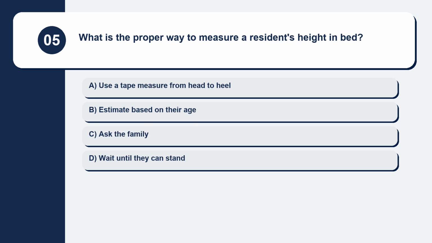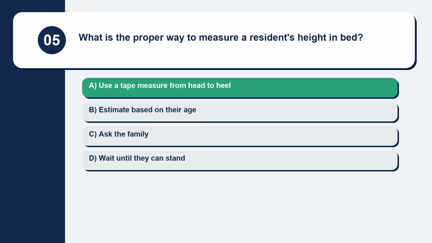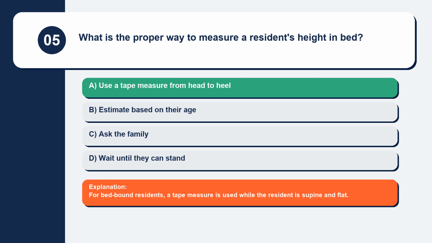Question 5. What is the proper way to measure a resident's height in bed? Use a tape measure from head to heel. Estimate based on their age. Ask the family. Wait until they can stand. For bedbound residents, a tape measure is used while the resident is supine and flat.